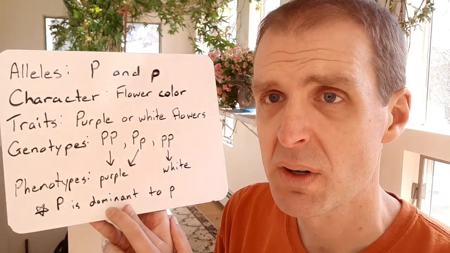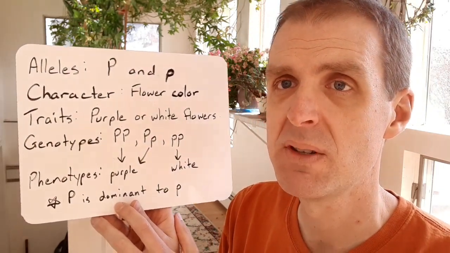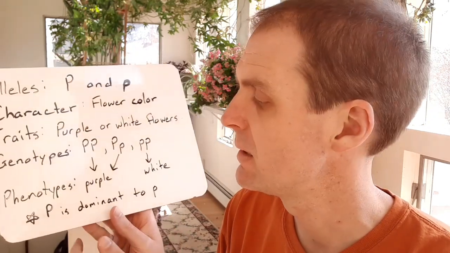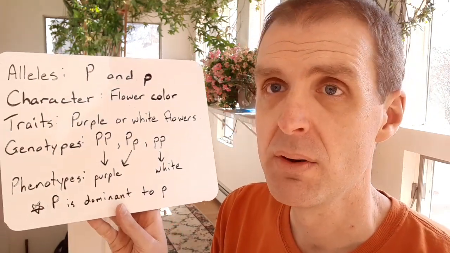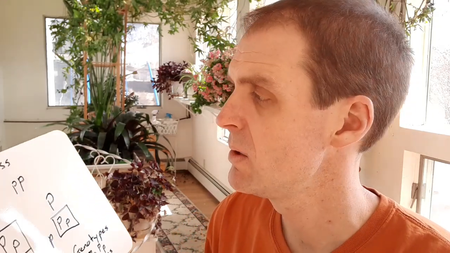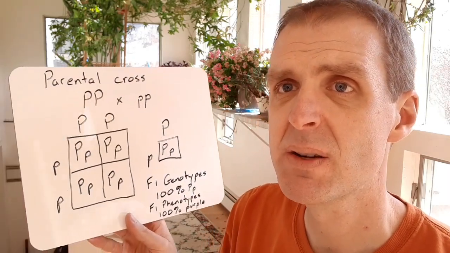I really want to point out the word dominant here because we're going to come to examples of incomplete dominance, and those will be dealt with a little bit differently. Now, one of the easiest ways to deal with Mendelian genetics is to use Punnett squares.